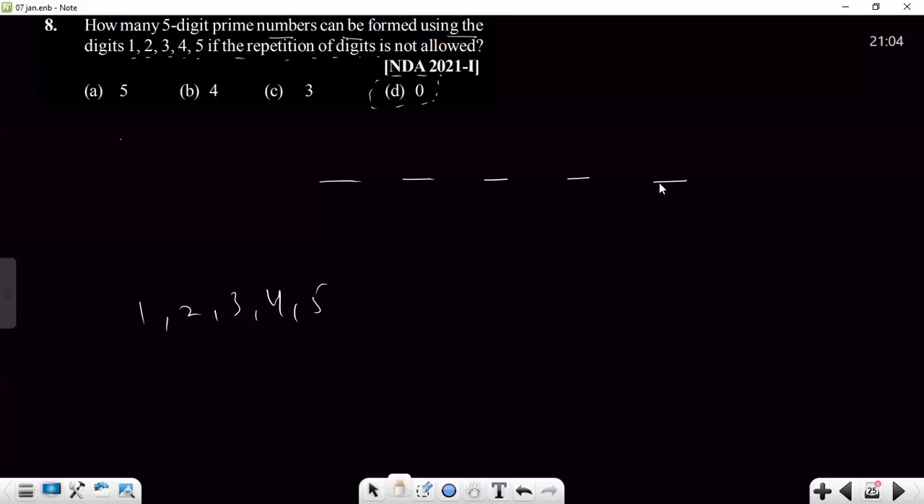Like we know, the only even prime number is 2. So there is no even prime number of 5 digits. So 2, 4 should not come here. Okay, so that's about the condition of not getting divisible by 2.